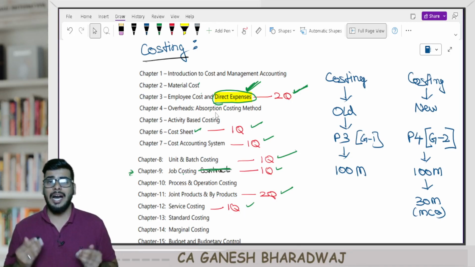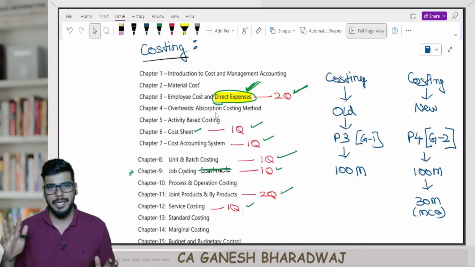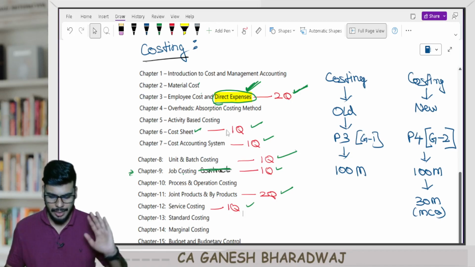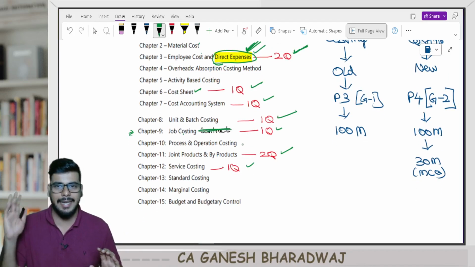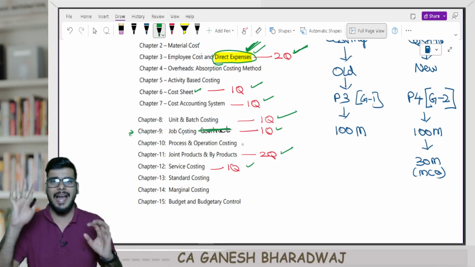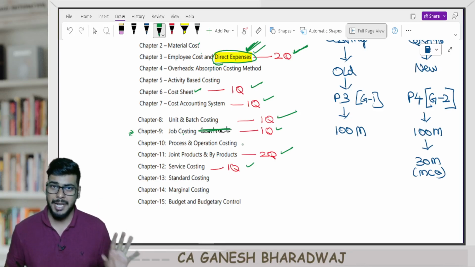Now, sir, I am a self-study student. I am going to prepare for my exam by myself. So what would be your suggestion? Should I follow the old material or the new material? So in terms of the overall content, this is all the change. They have removed contract costing, added direct expenses, and some questions have been removed and added. That's about it. So can I manage? Yes, you can manage with the old material.